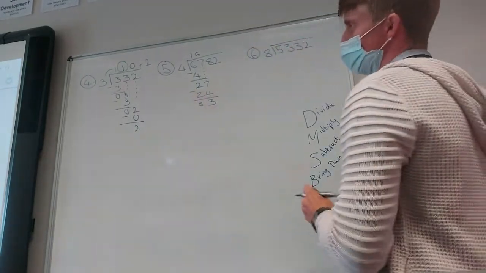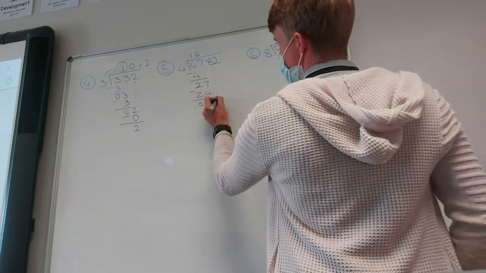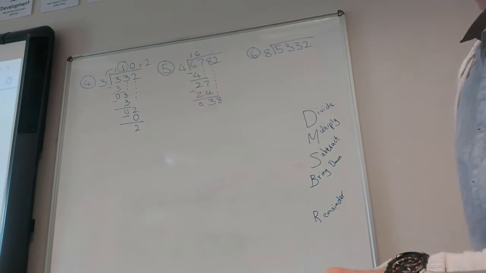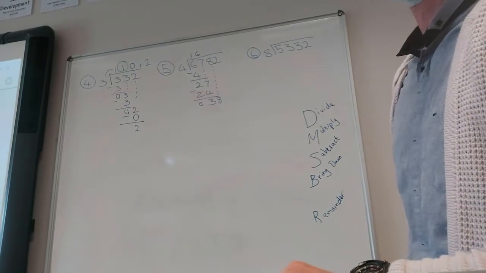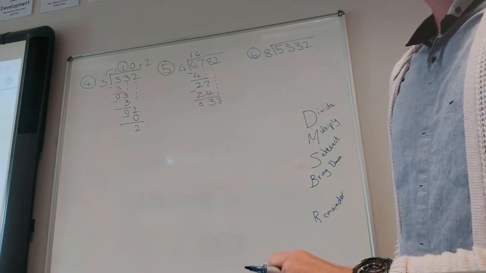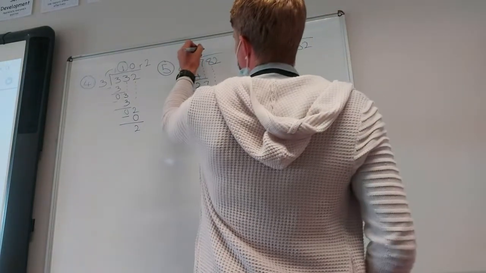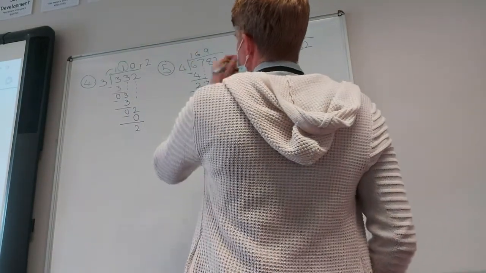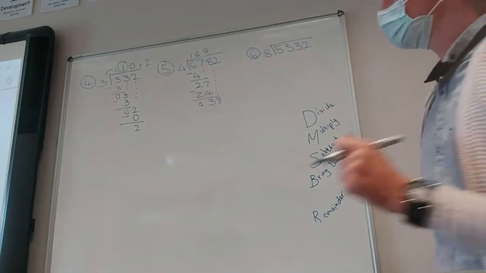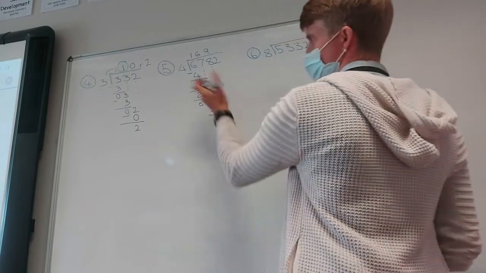What's my next step? Bring down the 8. Then you divide. Okay, 38 and 4. Then what's my next step? Divide. 38 divided by 4 equals? I'm hearing a 9. Is everyone happy with 9? Let's try 9. What's my next step? 9 times 4 equals?